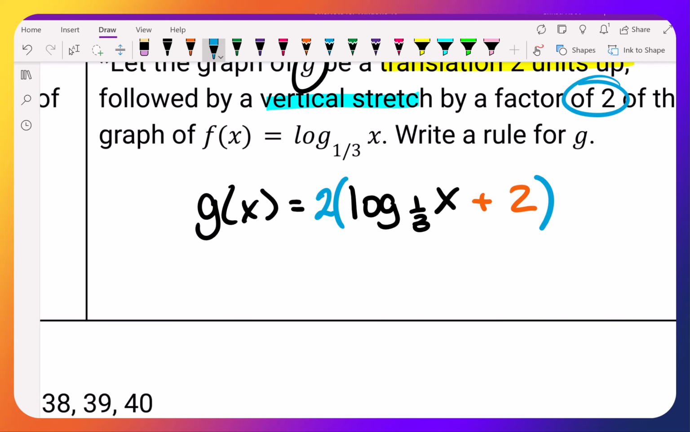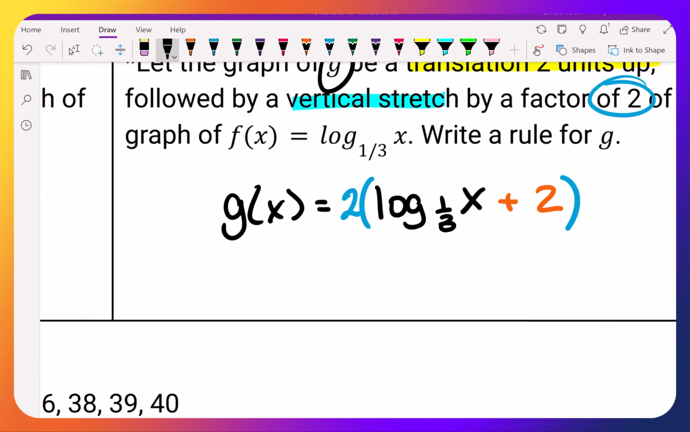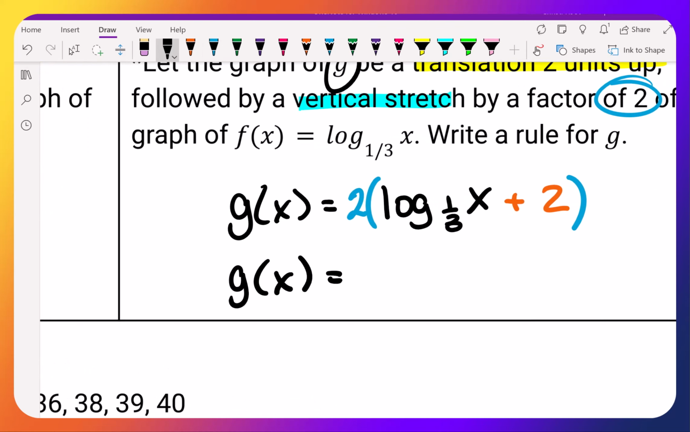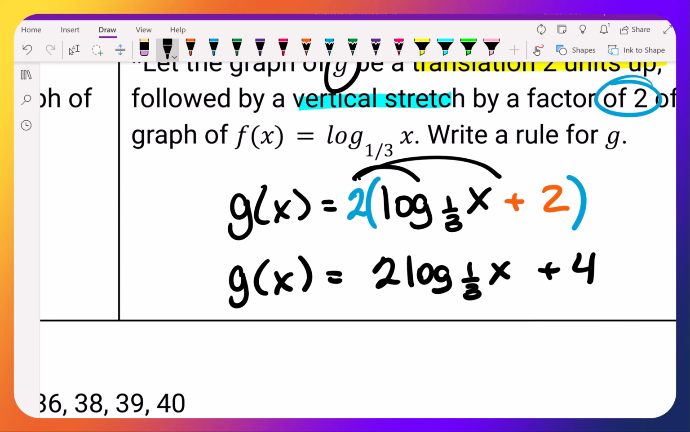Now that's technically correct, but I'm going to tell you if it's multiple choice, the answer is going to look like this. It's going to have 2 log base 1/3 of x plus 4. That's where the 4 comes from, because you have to multiply both parts or all parts of that function by 2. And that's it. Just let me know if you have any questions.